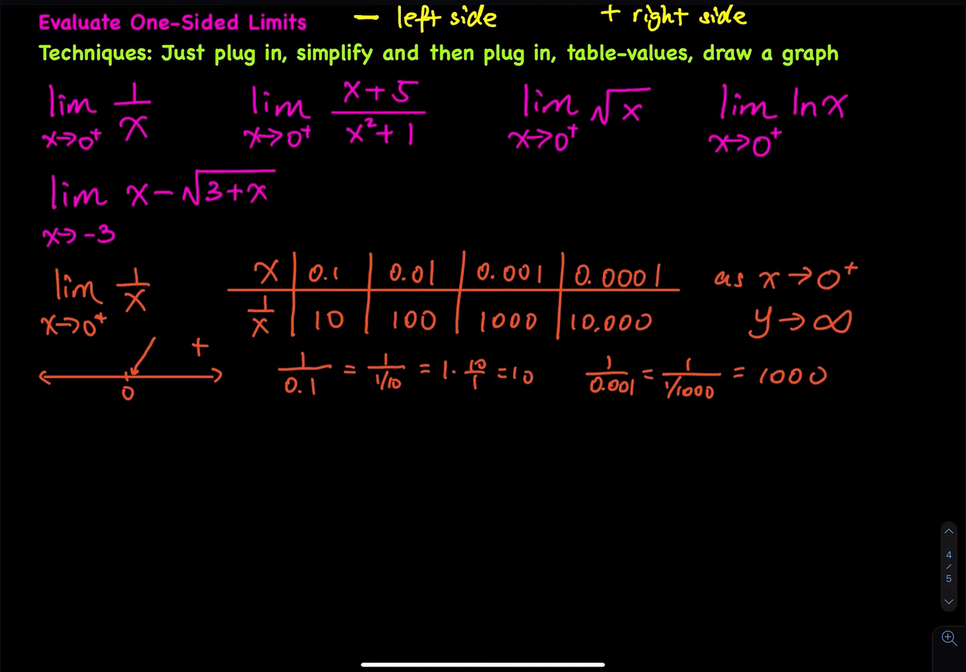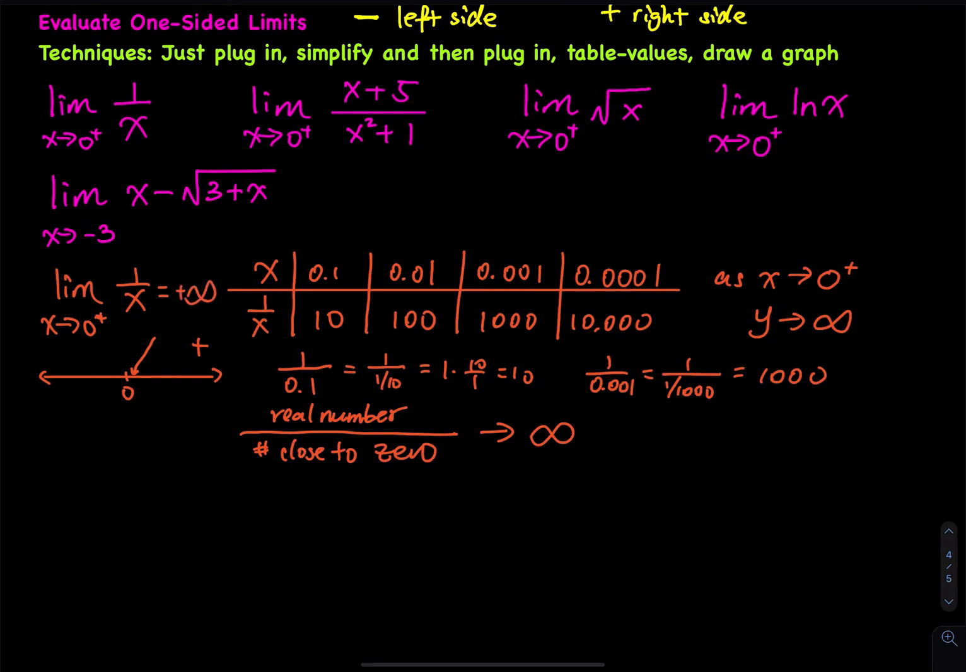So let's draw a conclusion right here. If you have a real number divided by a number that is very close to 0, as a result, you get an infinity. All right. So what is the limit equal to? The limit is equal to positive infinity.